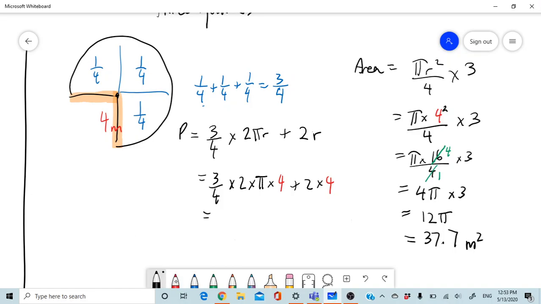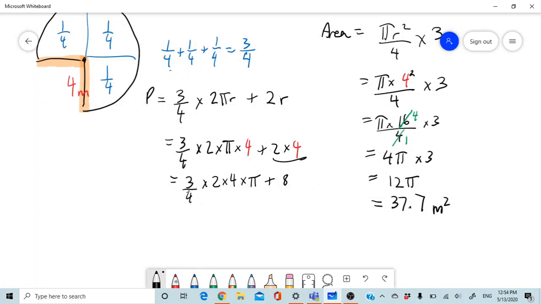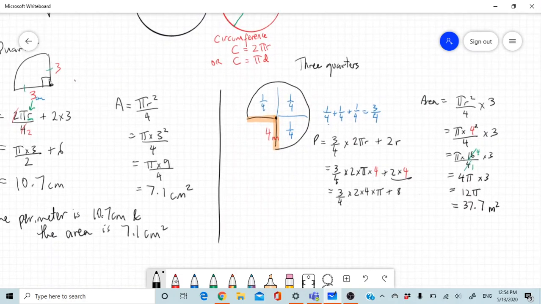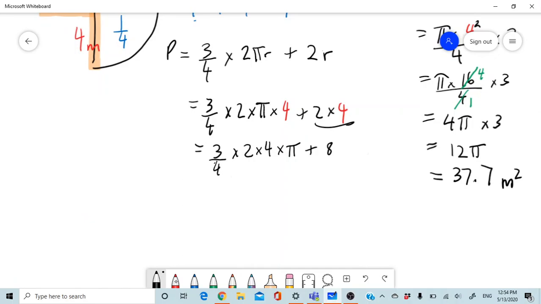Okay, next one, I've got 3/4 times pi. Now I'm going to just rearrange this. So I'll do step by step, but you might be able to do this a bit faster if you've practiced it. Okay, but I am going to simplify. 2 times 4 is 8. And notice that I'm going to keep separate this side over here from that side, because there's a plus sign in the middle and I can't multiply them together. So let's have a go.